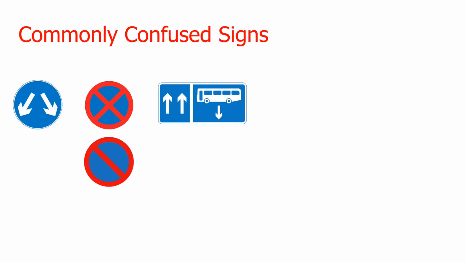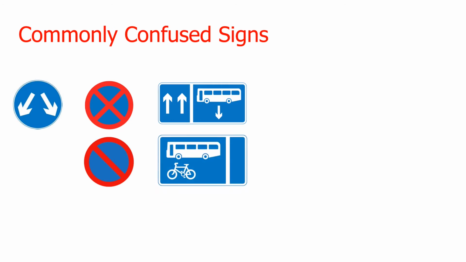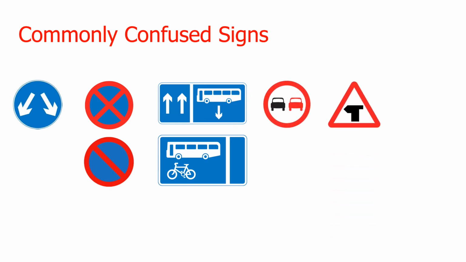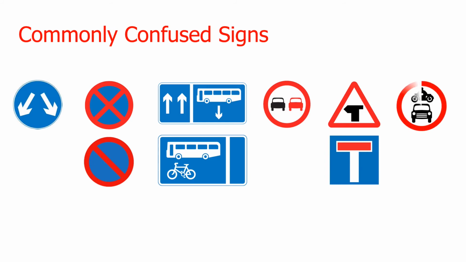We also have contraflow, which is often confused with with flow. Again, they look very similar. The way that I tell the difference is contraflow means against the flow of traffic, so they'll be going in opposite directions. The next sign that we have is no overtaking. Then we also have T-junction, which is often confused with no through road. Although they don't look similar, it's because of the T shape people often confuse them. And then lastly, we also have no motor vehicles.